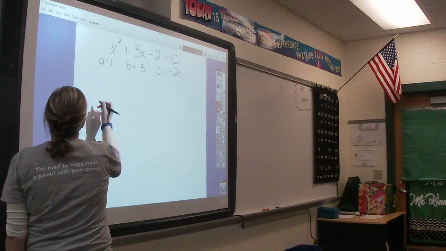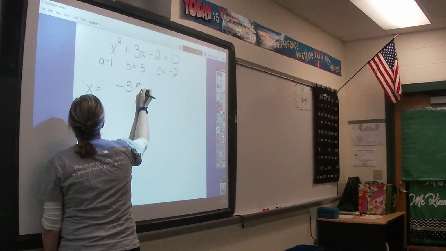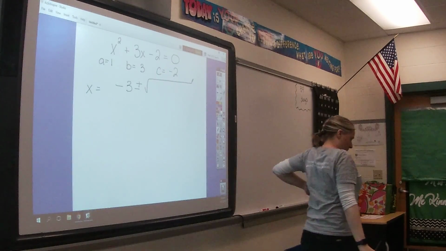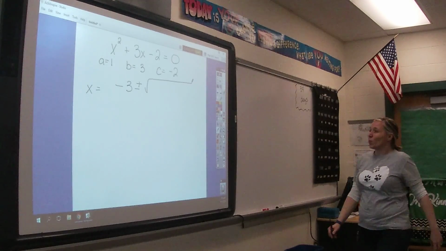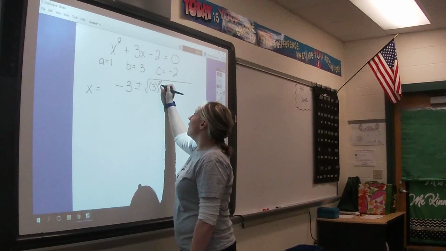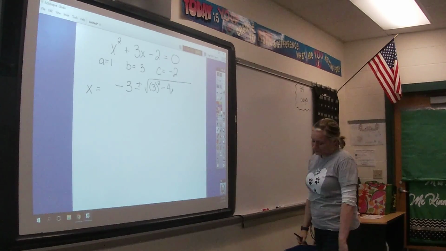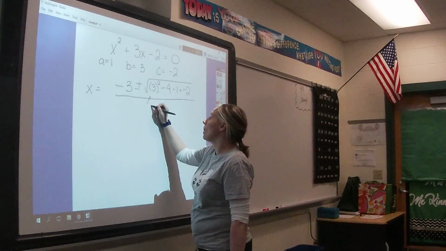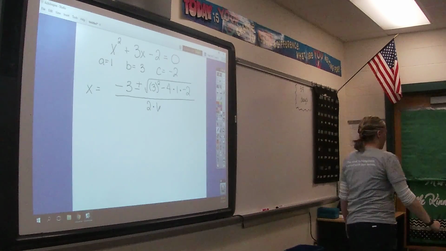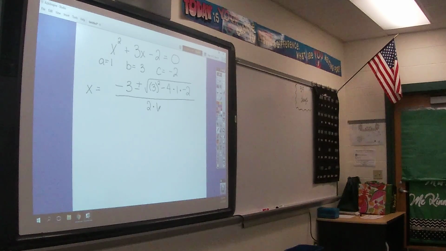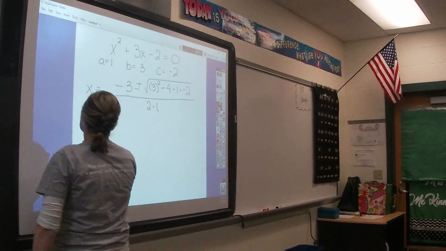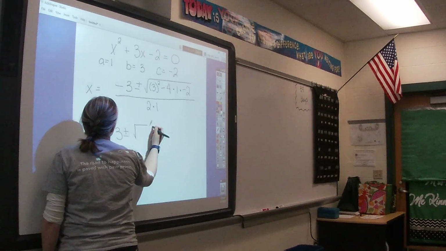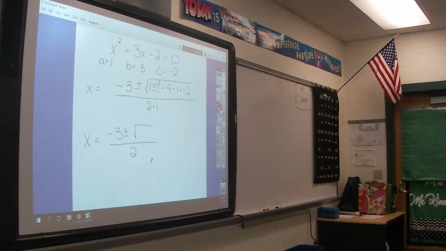Okay, so if we start plugging in, negative B, plus or minus the square root of, let's see, B squared, so 3 squared, minus 4 times A times C, all over 2 times A. Okay, so what do we get underneath the square root? 17.